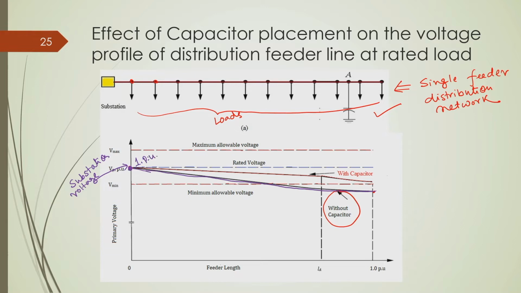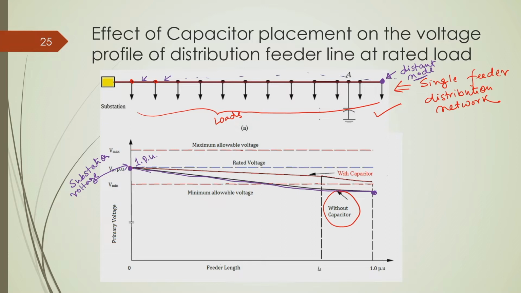And if it is 1 per unit, you will see at the end of the feeder, that means at this point of the network, at the location where the distant load is located. So, here you can see this is the distant node, and at that particular node you will see the lowest voltage, because in subsequent lines there will be voltage drop. So, here there will be voltage drop, here there will be voltage drop, and so on.